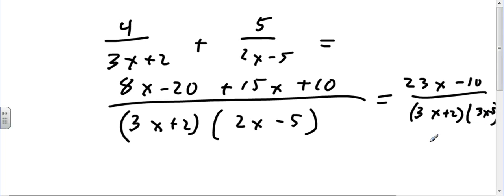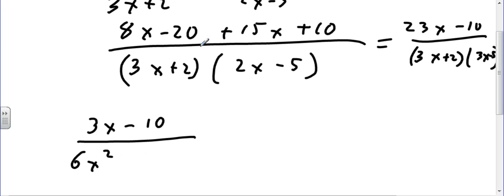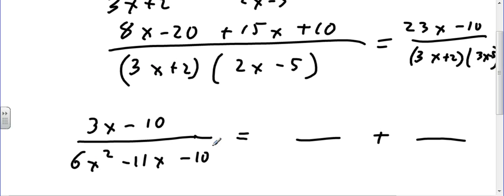Okay, so we've done that before, right? But now we're going to go the other way. We're going to say, okay, well, I got 3x minus 10 divided by 6x squared minus 11x minus 10. And I want to know what did I add to get that? I added something plus something, and I got this. And now I want to find the something plus something.